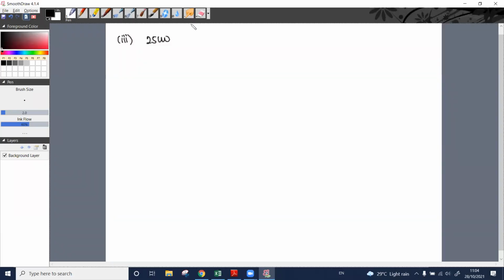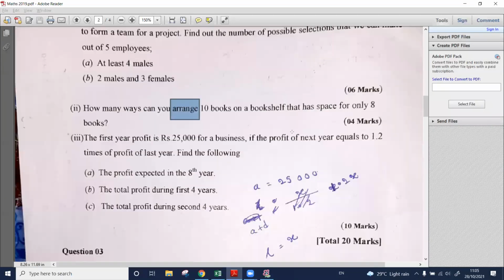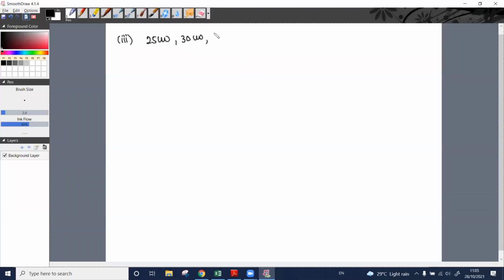1.2 times of this means 30,000. What should be the profit in the third year? Again 1.2 times the profit in the previous year. So it should be 36,000, and it will go on like this. So there is a kind of a pattern.